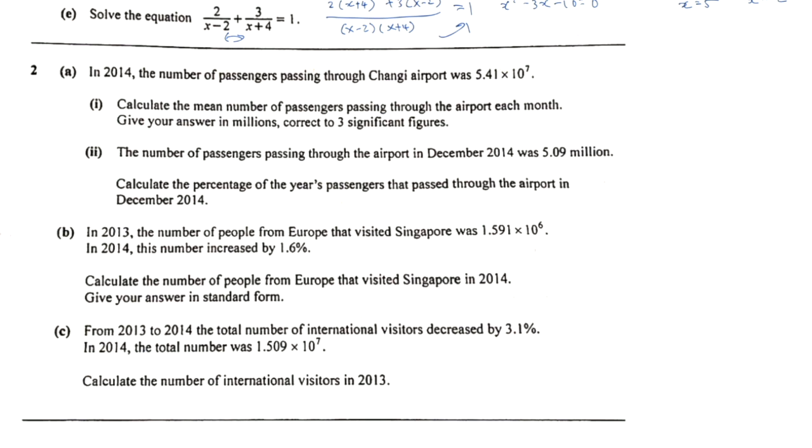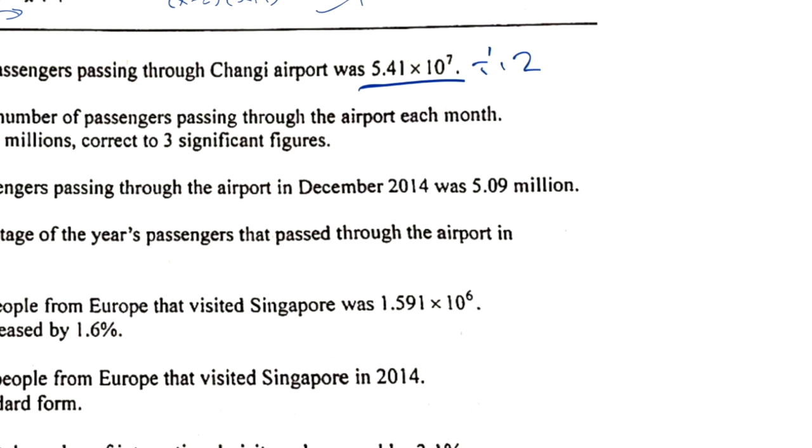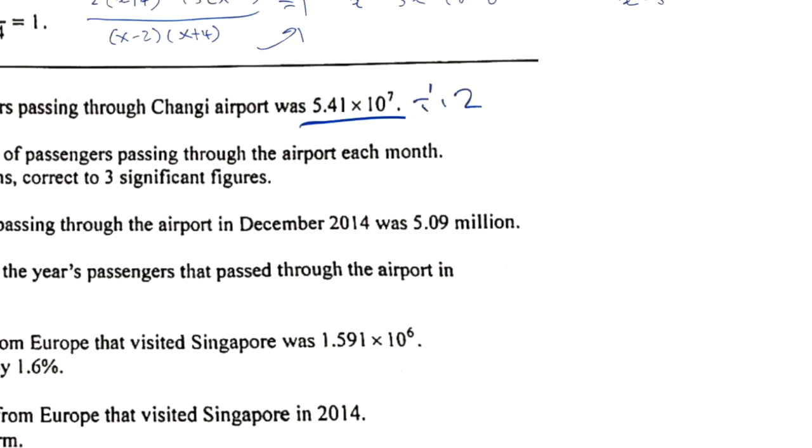Okay, calculate the mean number of passengers passing through each month. So this is 1 year. 1 year was this. So I want to find in 1 month. What do I do? Divide by 12. Yeah, because this is 1 year.